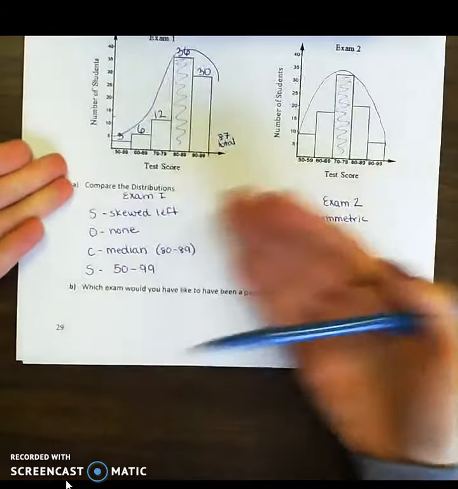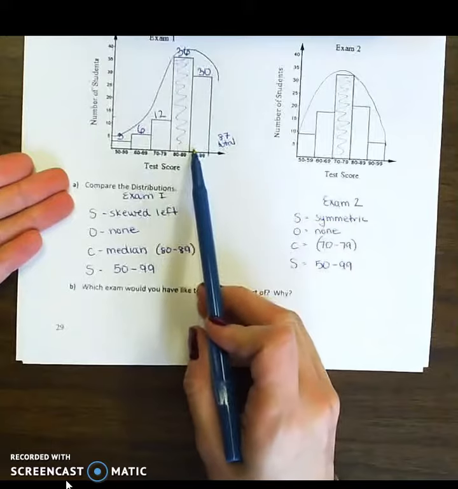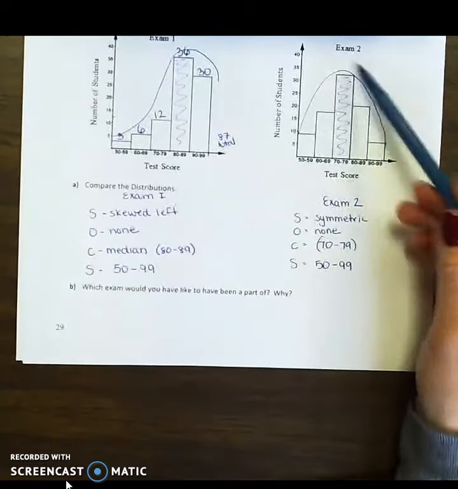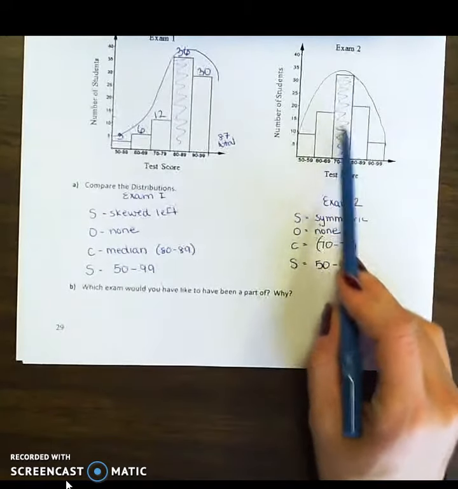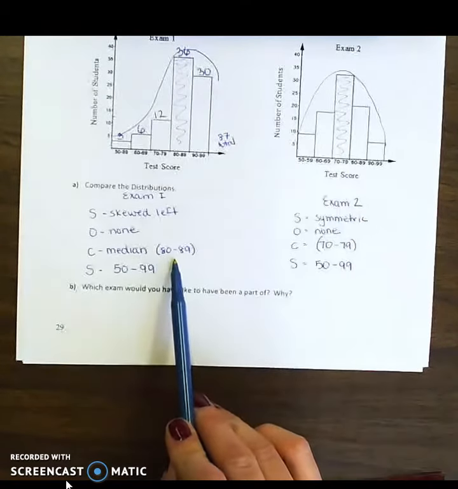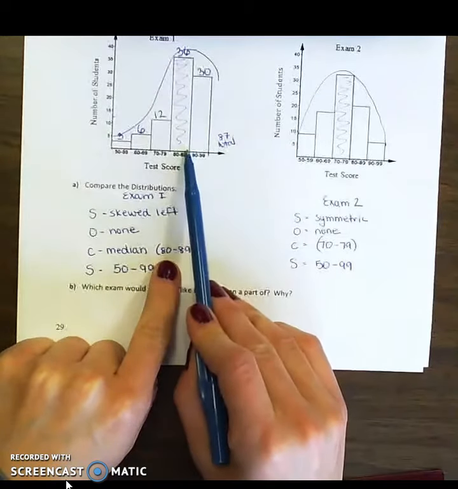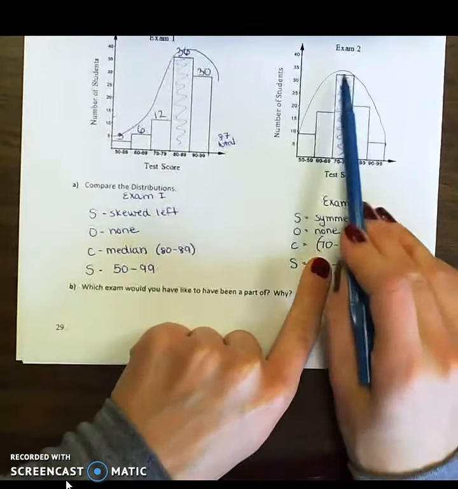Would you rather your data be skewed left, where most of the exams are on the right, or would you rather be symmetric, so most of the exam scores are right in the middle? All right, let's also take a look at the medians. The median for the first exam, the center, was 80 to 89. Over here, the center was 70 to 79.